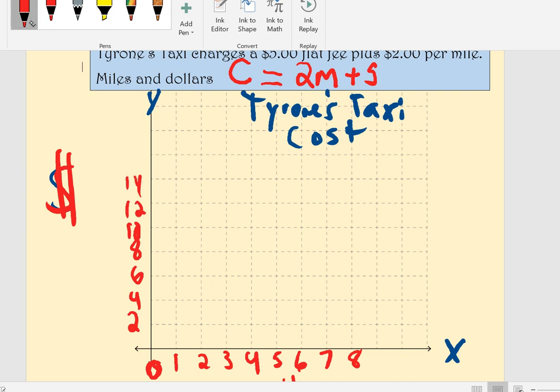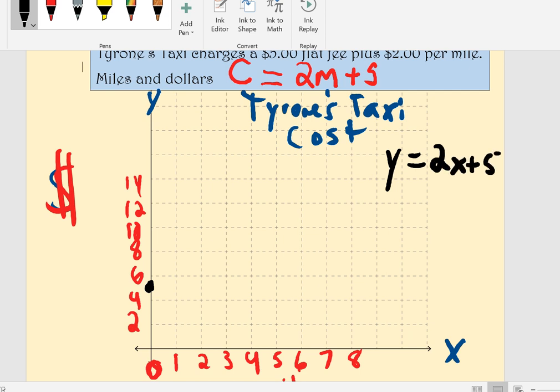So how much does it cost just to get into his taxi? At 0 miles, it's going to cost $5. So it's in between the 4 and the 6. At 0 miles, you're going to be paying $5. So how we would write this using X and Y, since we have an X and Y axis, you'd say y equals 2x plus 5.